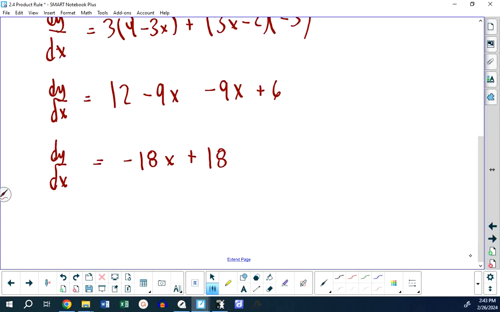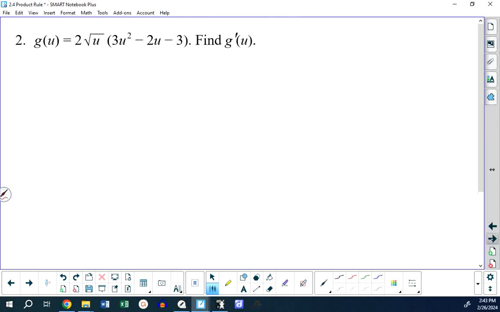Any questions with that first example? Okay, g of u is equal to 2 root u times 3u squared minus 2u minus 3. Find g prime of u. So let me rewrite this first of all.